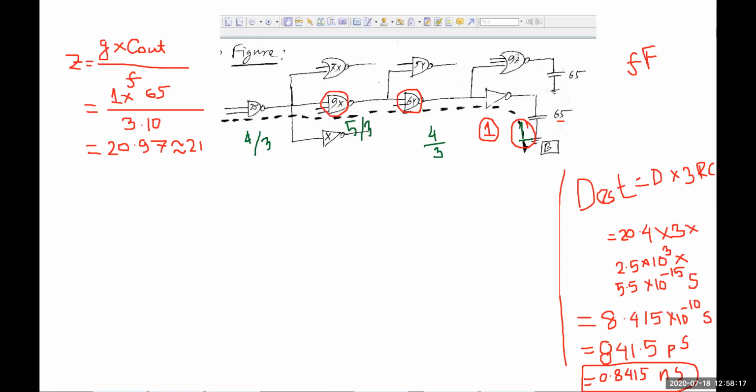Here you have 9Z, right? Remember 9Z. So I'm going to write 21.